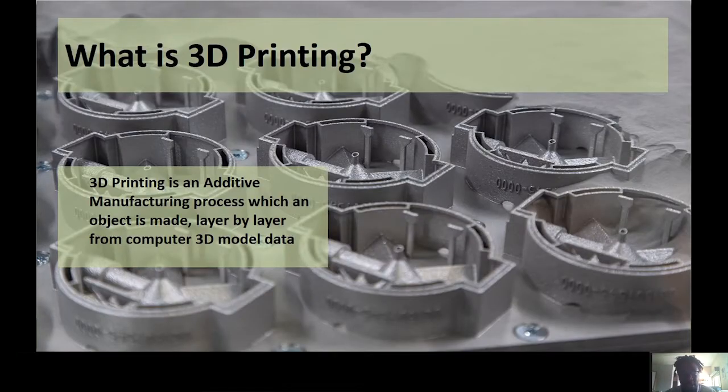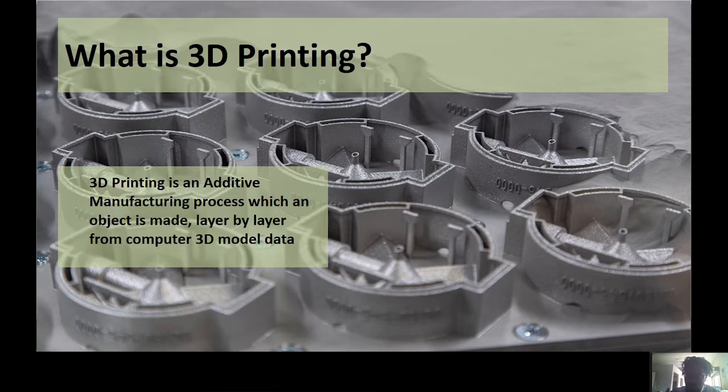Okay, so I guess we could dive in. So what is 3D printing, you may ask? 3D printing is an additive manufacturing process. During the course of this presentation, I'm going to be interchanging the two terms, 3D printing and additive manufacturing. They literally mean the same thing. So, 3D printing is an additive manufacturing process which makes objects layer by layer.